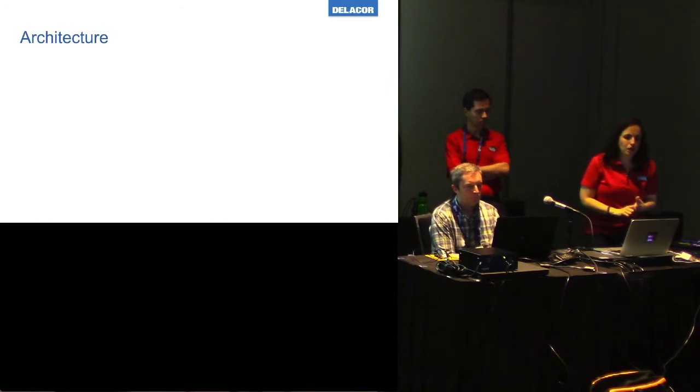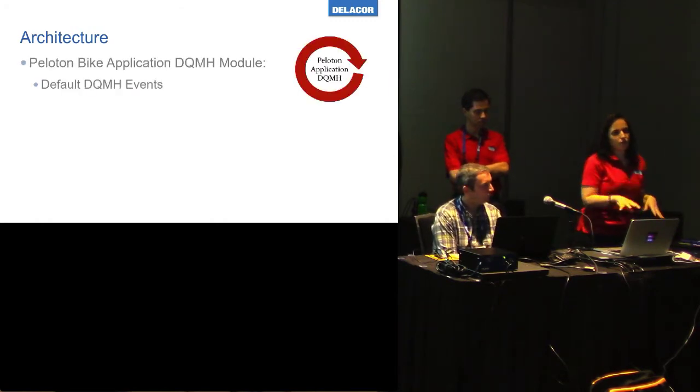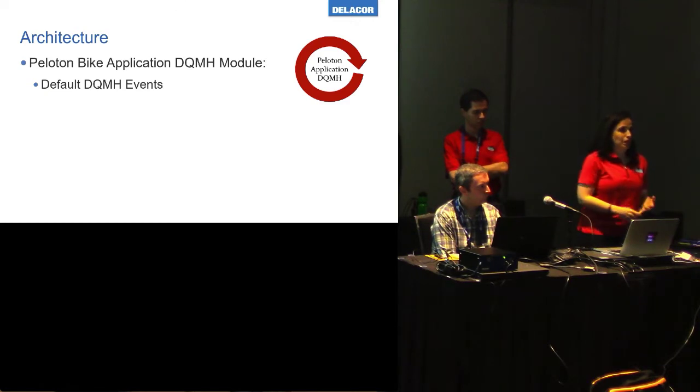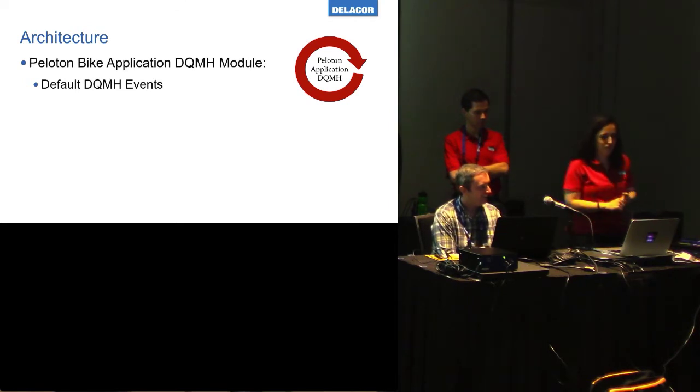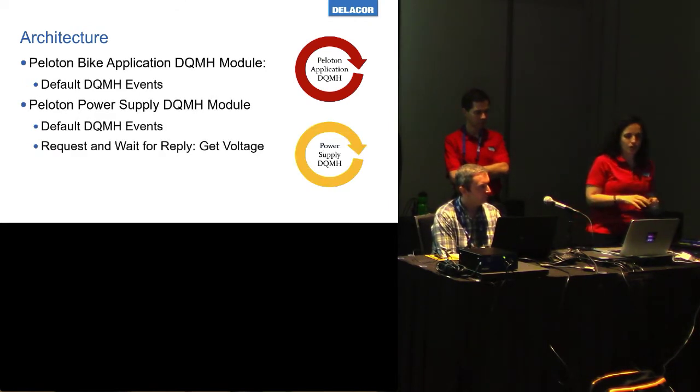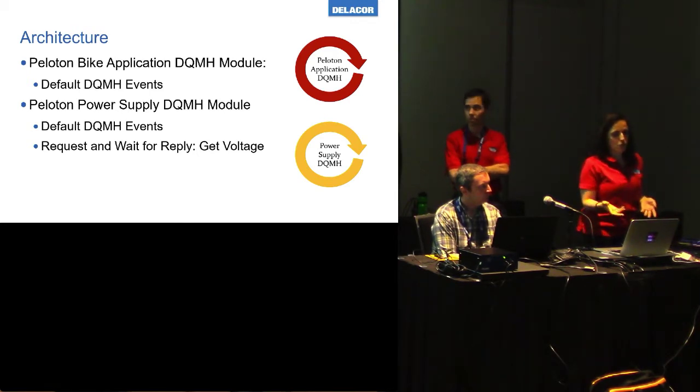The Peloton bike application module is going to have the default DQMH modules. All DQMH modules already come with start module, stop module, status updated, module did init, module did stop, and so on, like show diagram, show block diagram. The Peloton power supply DQMH is going to have those default events plus a request and wait for reply.